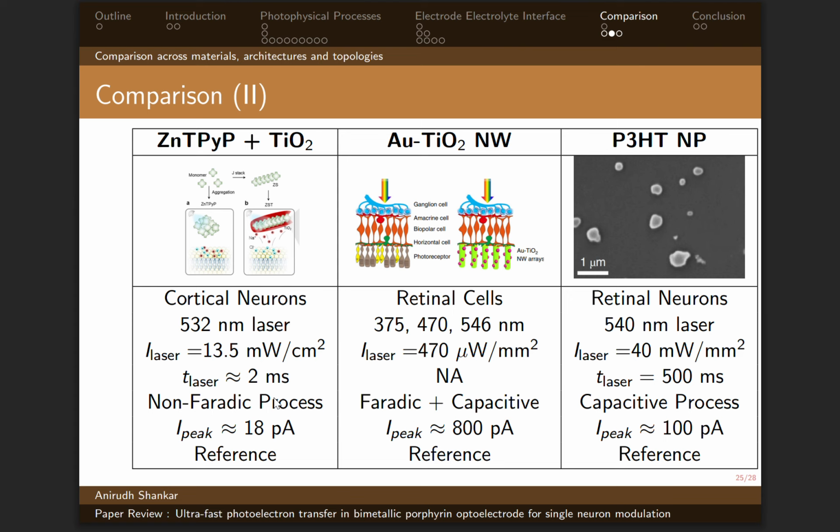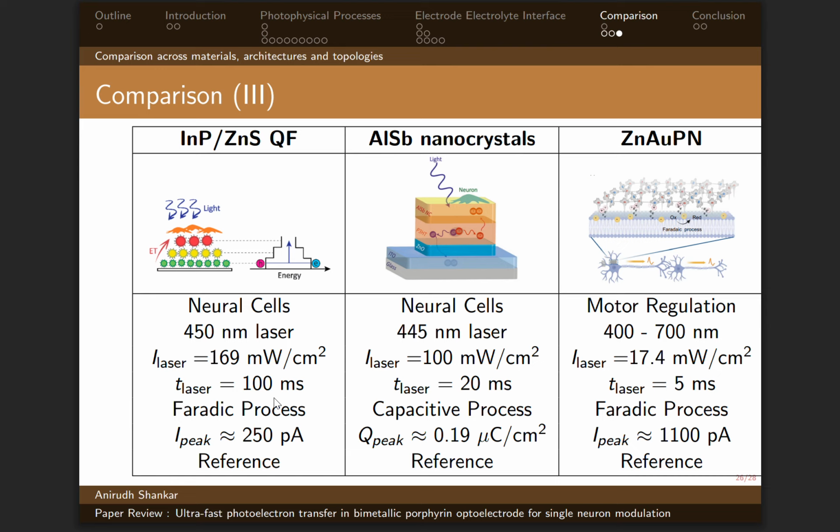Another non-efficient way of retinal neuron stimulation is using P3HT nanoparticles that involves a 540 nanometer laser with an intensity of 400 milliwatt per millimeter square and the time period of the laser being 500 milliseconds. The process here also is capacitive, and the peak current reported is of the order of hundreds of picoampere. Now we move on to some non-conventional excitation methods.